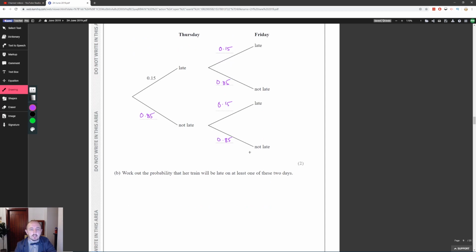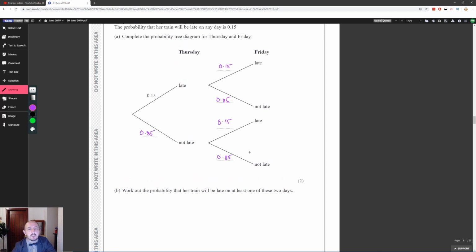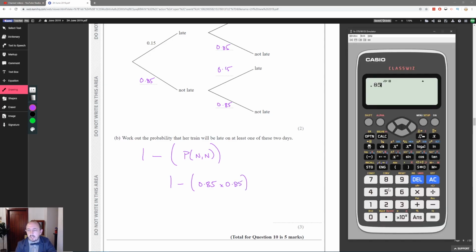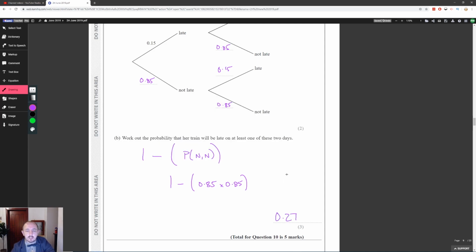Work out the probability that her train will be late on at least one of these 2 days. So you can go late, not late, you can go not late, late, or you can go late, late. So there's quite a few possibilities there. Or if we're a little bit more savvy with this, we can do 1 minus the probability of being not late twice. Okay, so that cuts down on the amount of work that we have to do. So 0.85 times 0.85, like that. So 0.85 squared, and we're going to do 1 minus that. So 0.2775, 0.2775 is a probability.